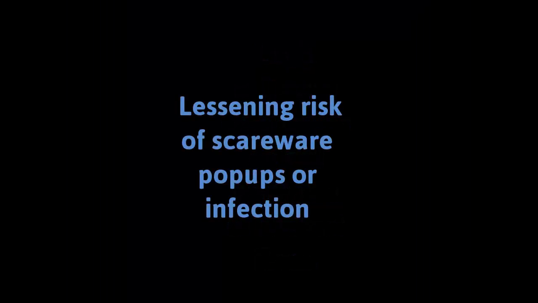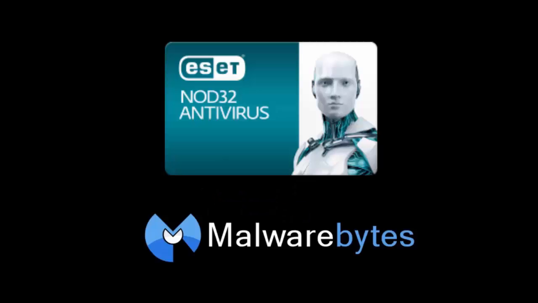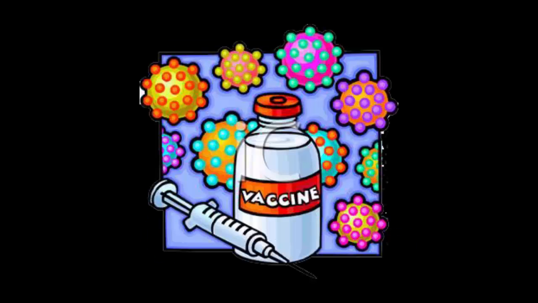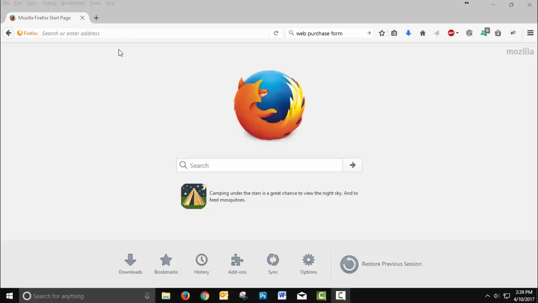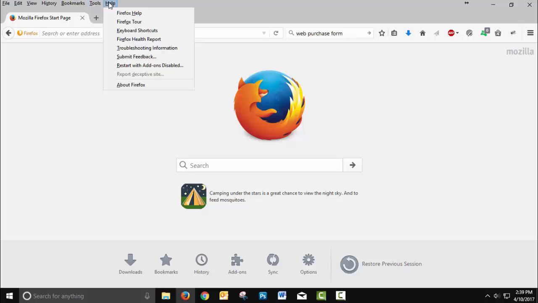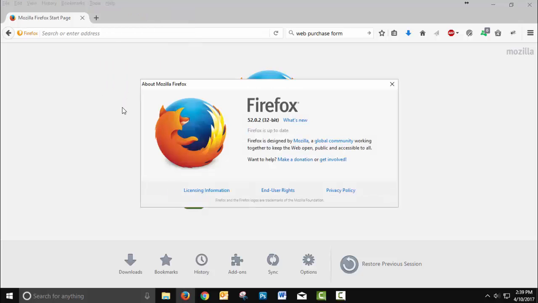So let's look at some methods to lessen the risk of scareware problems coming up in the first place. In addition to running good antivirus and good spyware scans, you need to do another thing, the most important thing, and that is immunize your programs against scareware in the first place. So let's look at how to update Firefox. You'd click on Help, and then About, and it'll check to see if there's an update available. If there is, it'll request that you apply it.